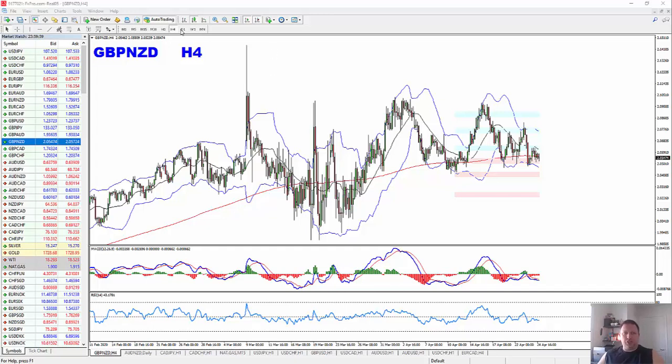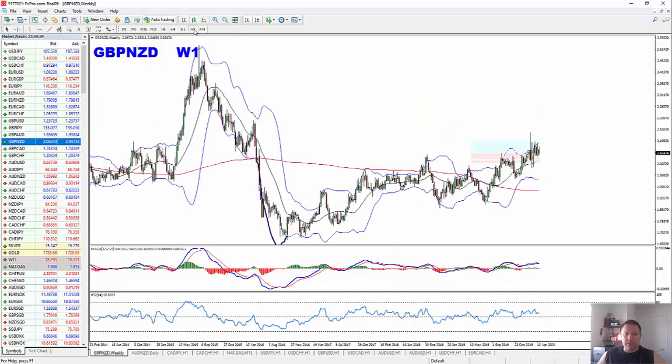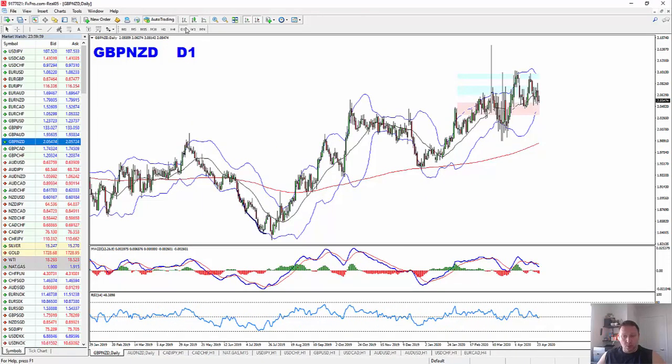So does that mean the bearish pressure is over? For that to be answered, let's go to the weekly chart. Does anything change on the weekly? No. Anything change on the daily? No.